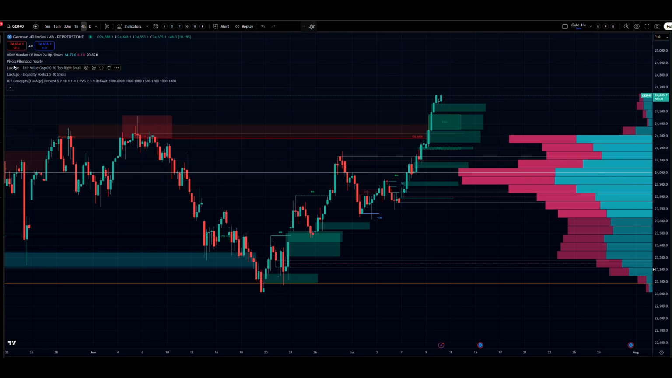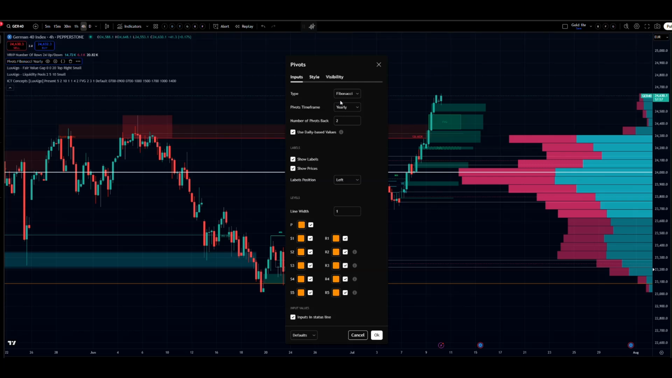And the pivot points yearly. So this is the Fibonacci pivot points on the yearly charts. These are printed every year at the start, and we have obviously all these ones. And yeah, they don't have a specific level of importance, and we are going back only two pivots, meaning this year and last year.